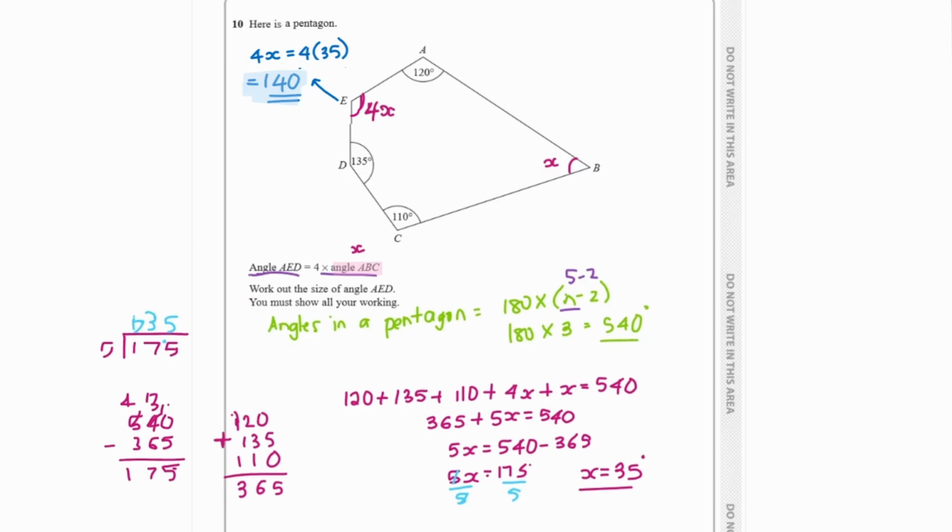So the first mark in this question would be given for identifying that the angles in a pentagon add up to 540. The second mark would be for identifying which angle is x and which one would be 4x. The third mark would be for forming an equation and being able to solve it. And the last mark would be for getting the correct answer for the angle AED.